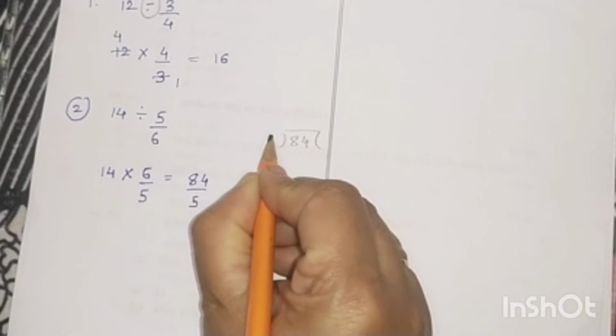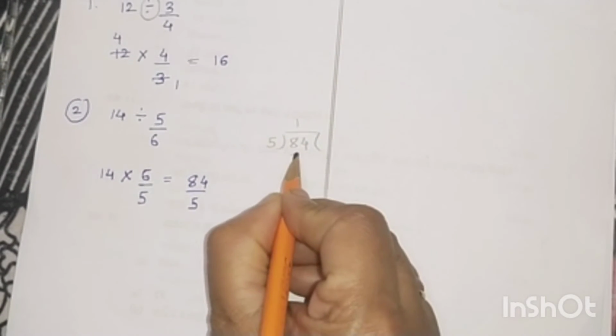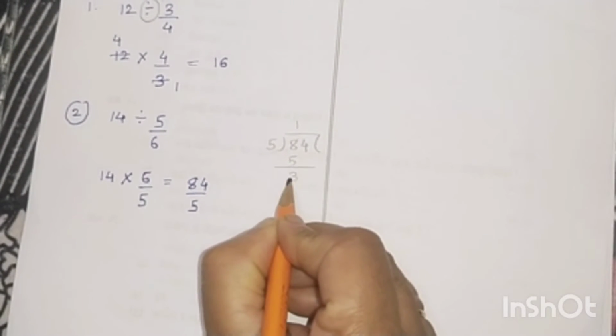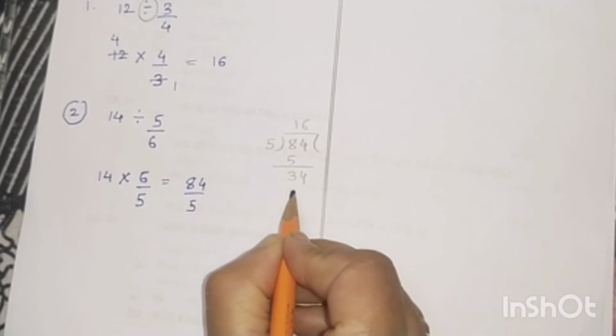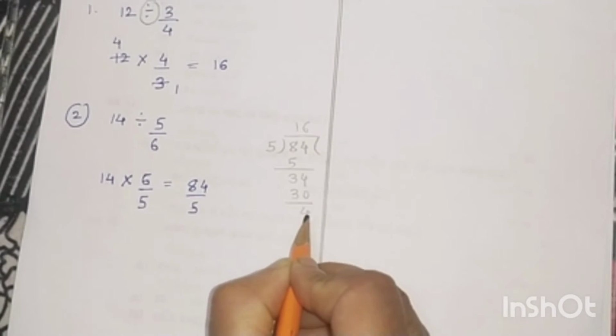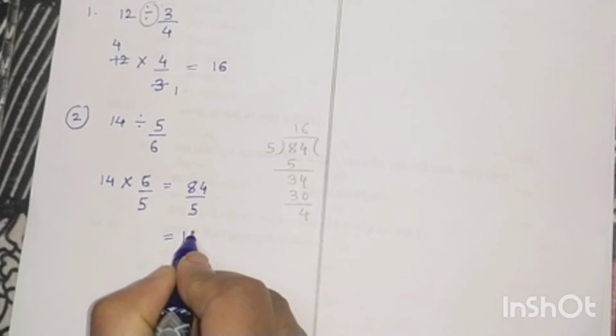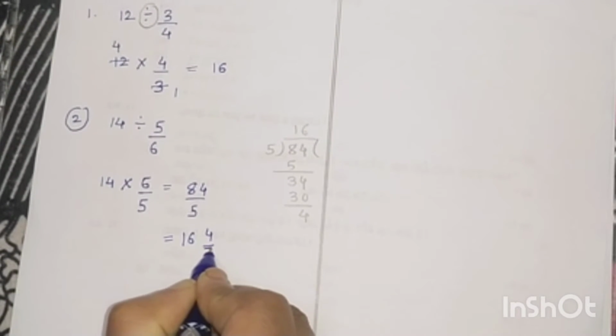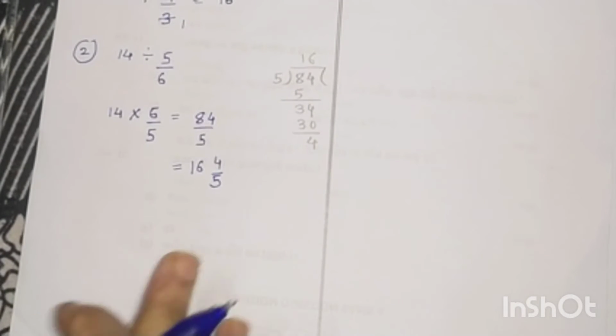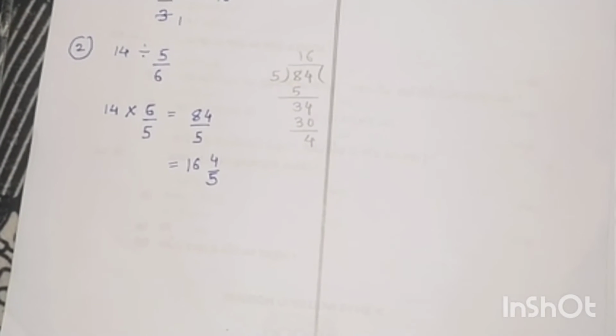84 divided by 5. 5 16s are 80, 4 is the remainder. So how will we write it? As 16 4 by 5. Okay, so this is the second sum answer. Is it clear?